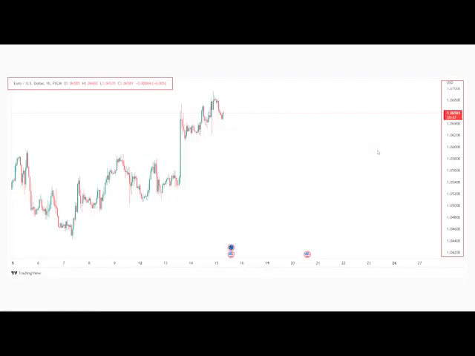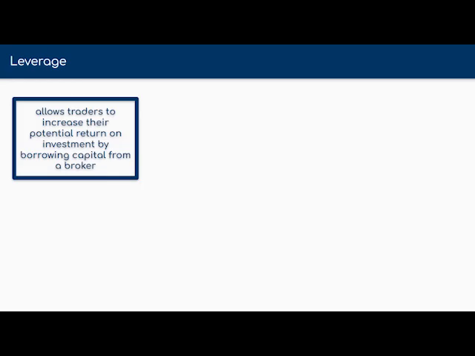Moving on, this is an example from the TradingView chart, and on the right hand side here you can see where the price of the pair is quoted, and from any movement here you'll be able to calculate the number of pips from the movement of price as shown by the price tags here.